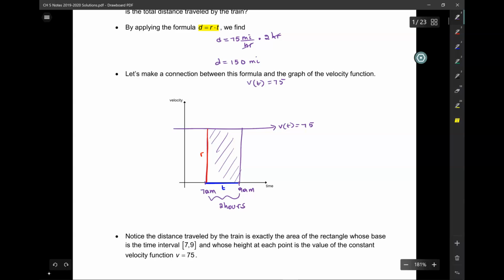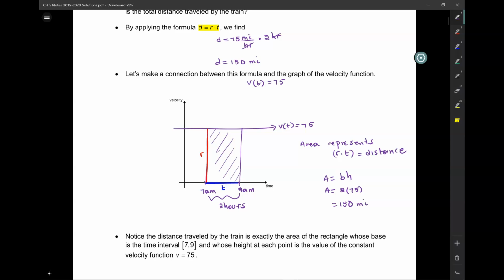Okay, so the area represents rate times time. Okay, area. I'm sorry, distance. Yeah. Okay. So if we just go with the area, area is base times height, which is 2 times 75. Lo and behold, it's 150 miles if we include the units, right?